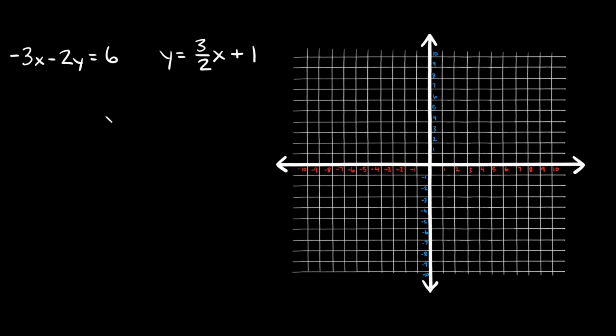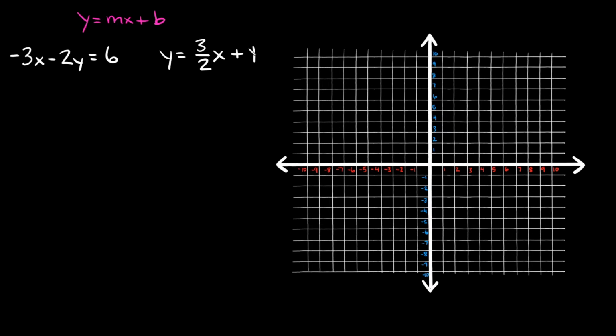Okay, so here is the second example. These are the 2 equations we're going to check to see if they are parallel. Negative 3x minus 2y is equal to 6, and y is equal to 3/2 x plus 1. So first thing you want to do is make sure that they are both in slope-intercept form. And if you remember what that is, it's y is equal to mx plus b.